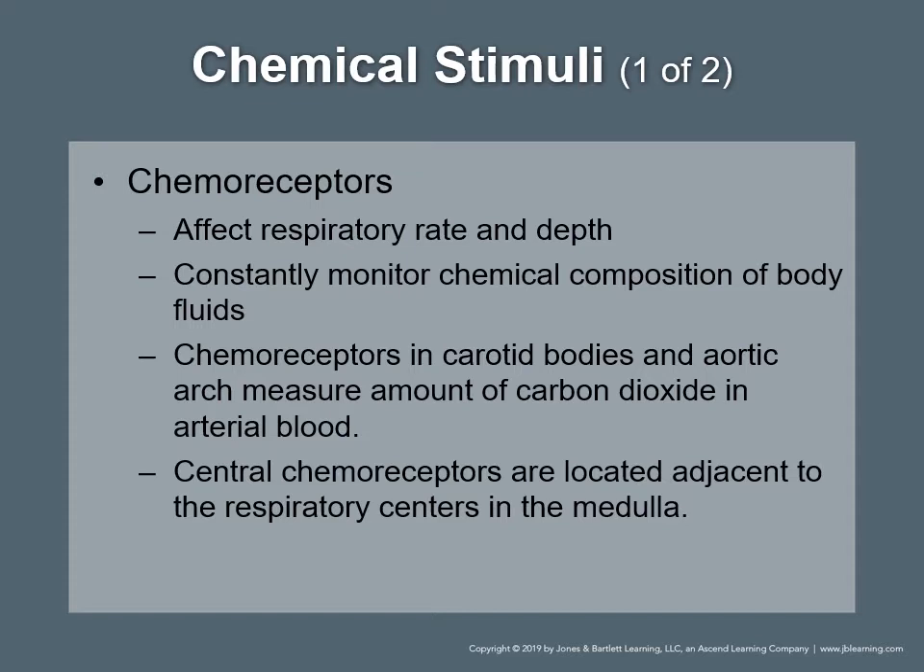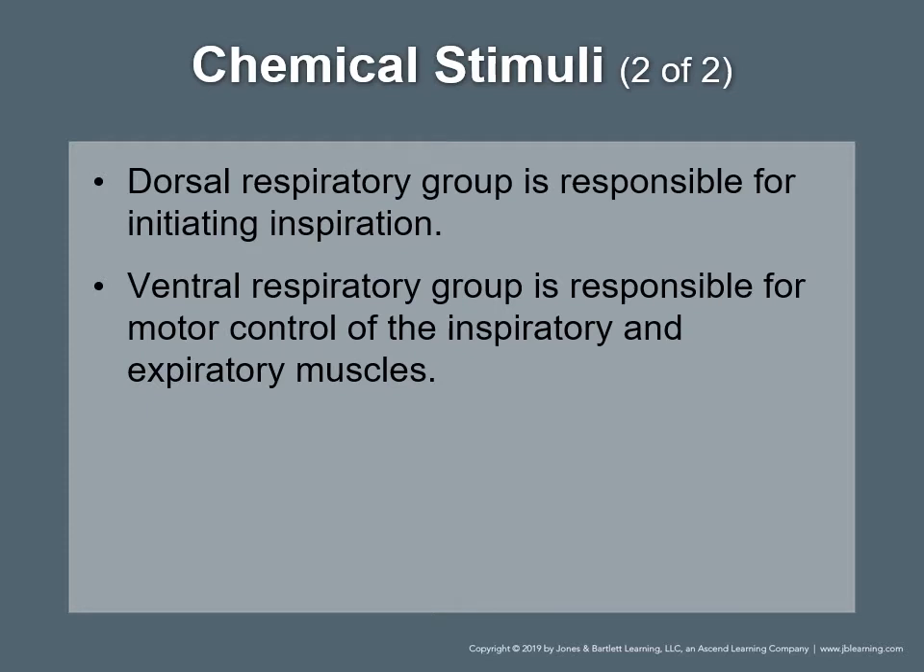Chemoreceptors located in the aortic arch and carotid bodies also respond to decreases in the PaO2, which is the backup to the primary control of ventilation. When serum carbon dioxide or hydrogen ion levels increase, chemoreceptors stimulate the dorsal and ventral respiratory groups in the medulla to increase the respiratory rates. The dorsal respiratory group is responsible for initiating inspiration based on the information received from the chemoreceptors. The ventral respiratory group is primarily responsible for motor control of the inspiratory and expiratory muscles.